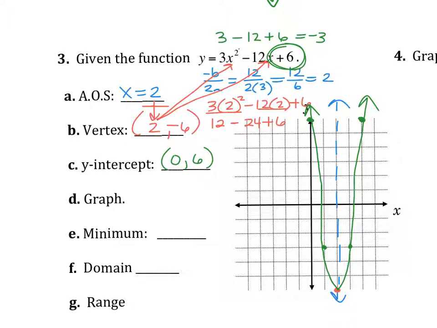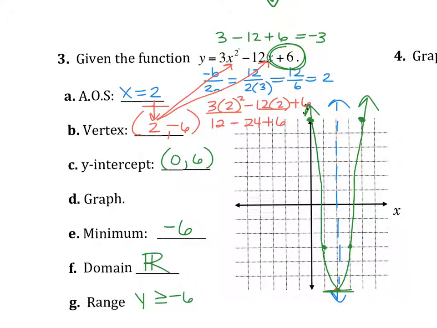They're not. Pretend. What's your minimum? What's the lowest your y value goes? 2, 3, 4, 5, 6. Negative 6. Your minimum is negative 6. What's your domain? All real numbers. And your range? My range is y is greater than or equal to negative 6.